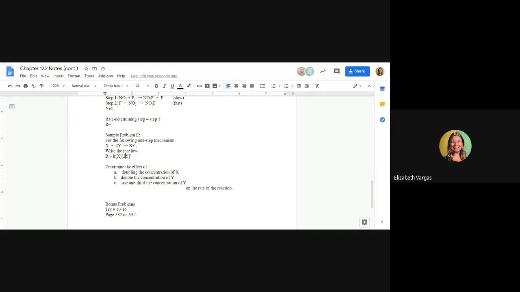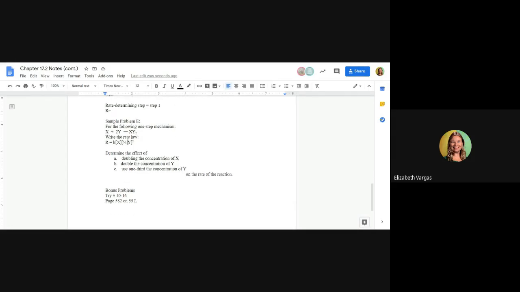Okay. If I use 1/3 the amount of Y, so if this is 1/3 instead, 1/3 squared would make it 1/9. Is that correct, guys? 1/9. So the rate would go down, or would be multiplied by 1/9.